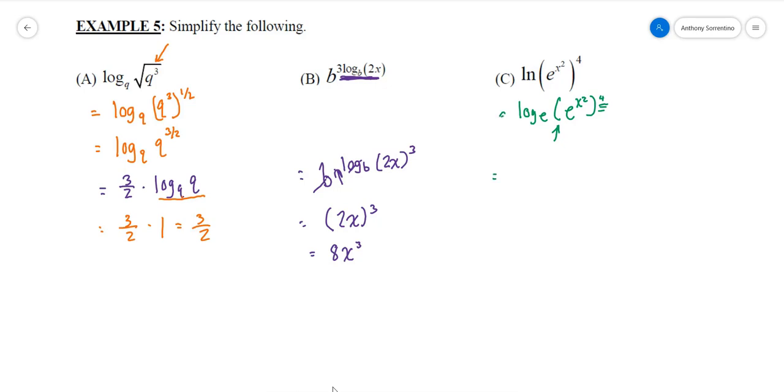So I can rewrite this as 4 times the log base e of e to the x squared power. Now I have the log base e next to the exponential base e with nothing between them. There's nothing there. So now they do cancel. I end up with 4 times x squared, which is, of course, 4x squared.